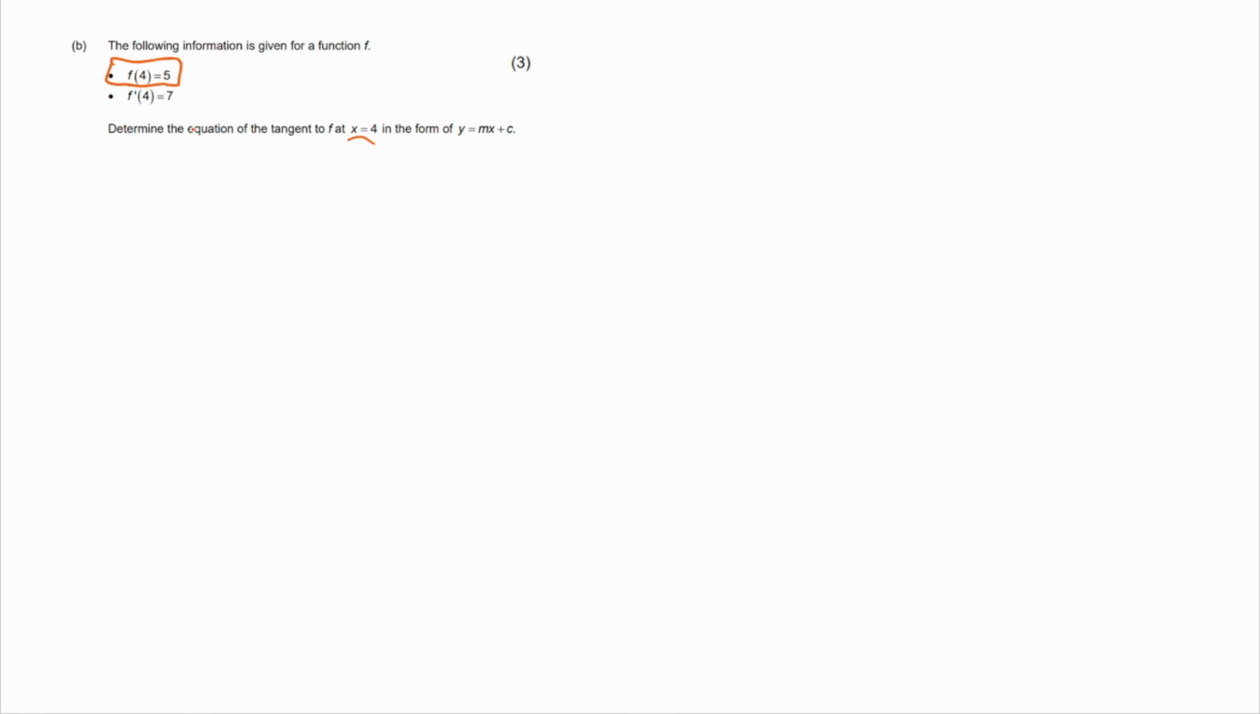Let's look at this first bit of information. They're saying that f of 4 is equal to 5. Okay, so what they're saying there is they give you a coordinate. They say, okay, when x is 4, because normally what we have is f of x, but what they've replaced this x with is just a 4. So when x is 4, our y, because remember f of something is just equal to y. Remember f of x is just y.